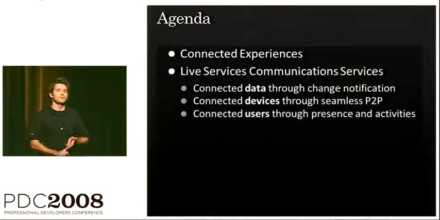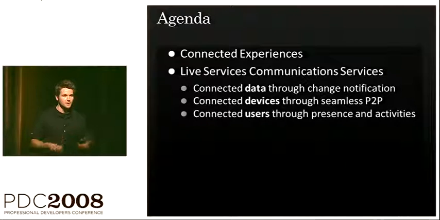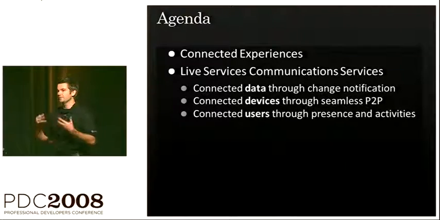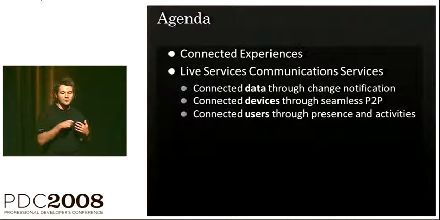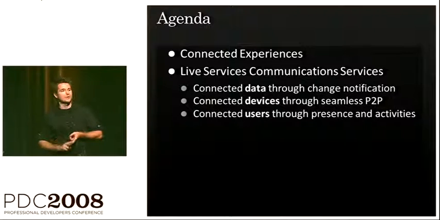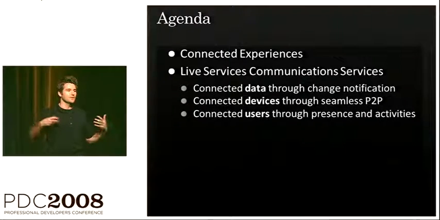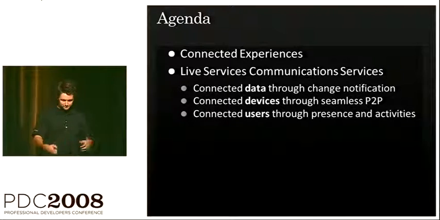Specifically, we'll talk about three components. We'll talk about connected data, and this is the change notification and subscription system. We'll talk about connected devices, the overlay network and the peer-to-peer channels that help you connect from device to device and communicate across devices. And then third, we'll talk about connected users: activities, news, and awareness services that help you create experiences where users can start to engage.